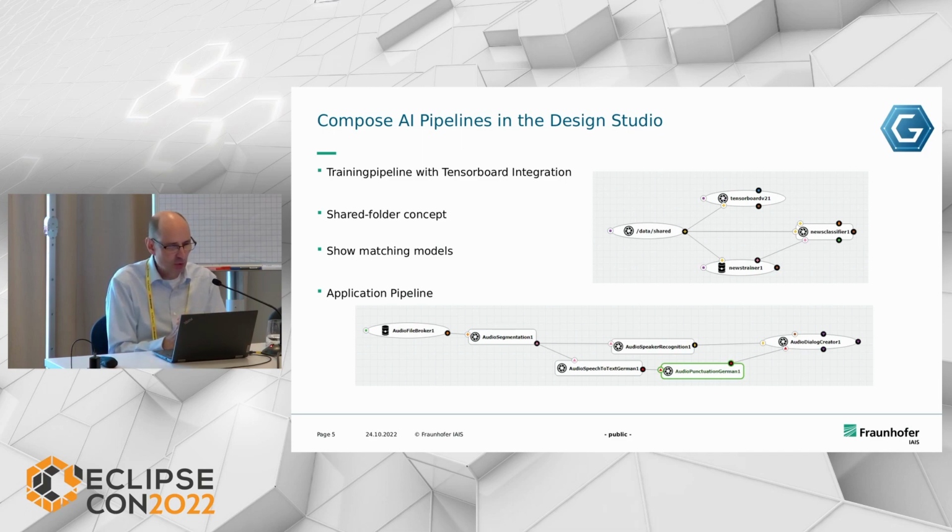And we also have application pipelines. The example on the lower half is an audio pipeline, which consists of a lot of nodes, so it's one of the bigger pipelines. And the idea here is, for example, a user could easily switch out the German speech-to-text with English speech-to-text. So this can be done even by non-AI experts, just by domain users. That's one of the ideas.